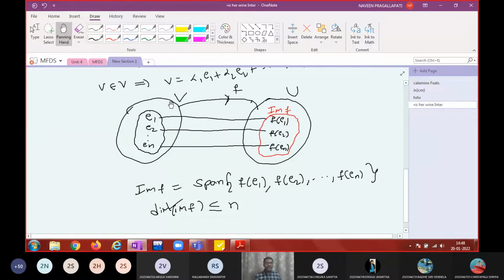So when V is a finite dimensional space, then the kernel of f is also finite dimensional. Its dimension is less than or equal to the dimension of V, and its image space is also finite dimensional. Is this point clear to you? Shall I proceed? Yes, sir. Right.